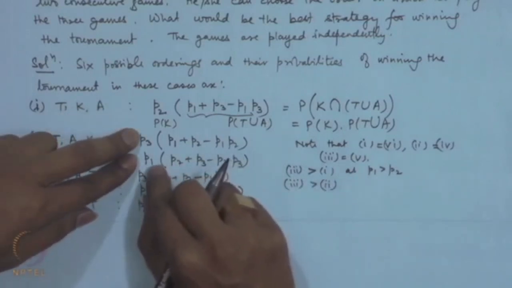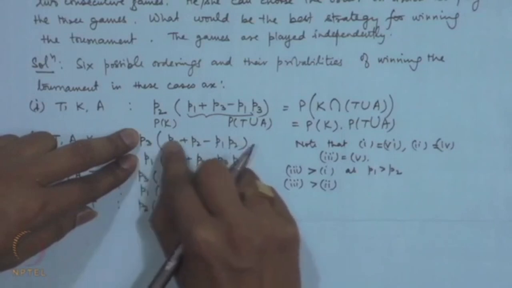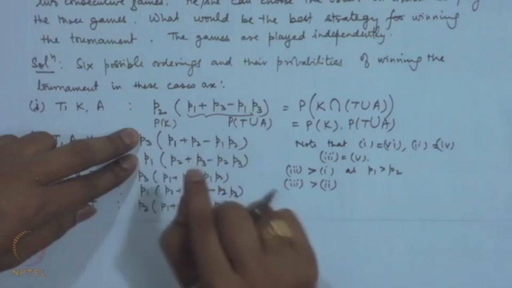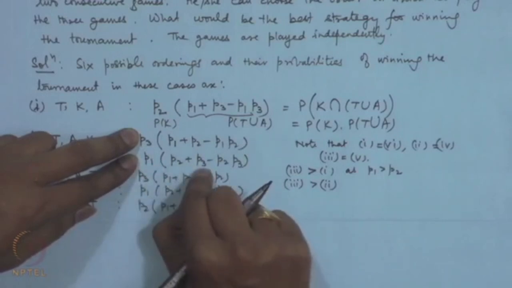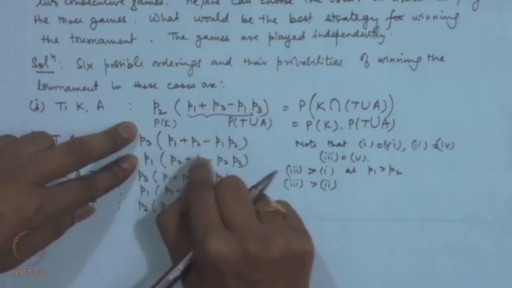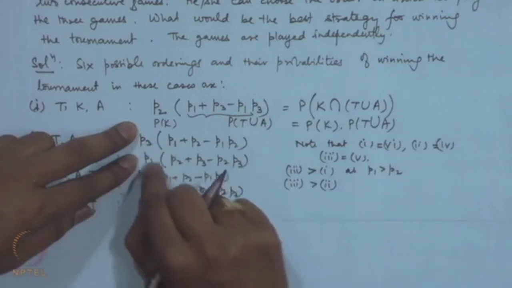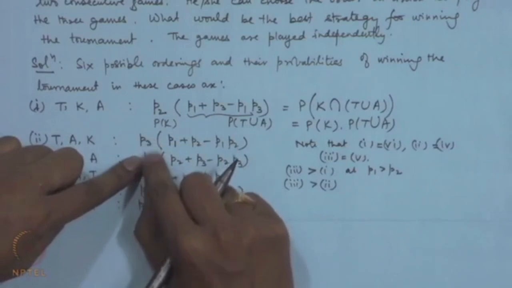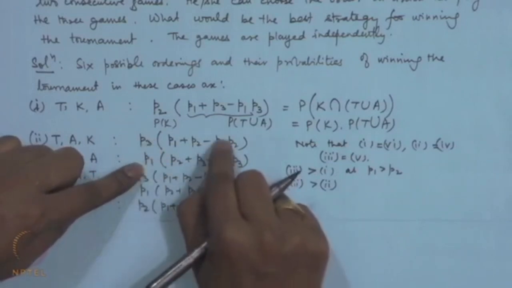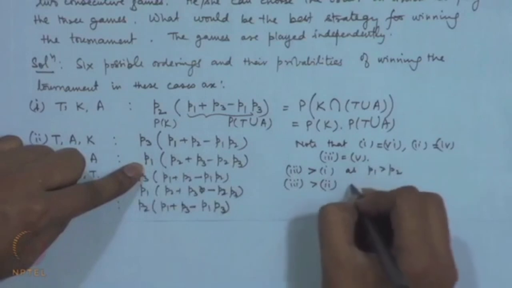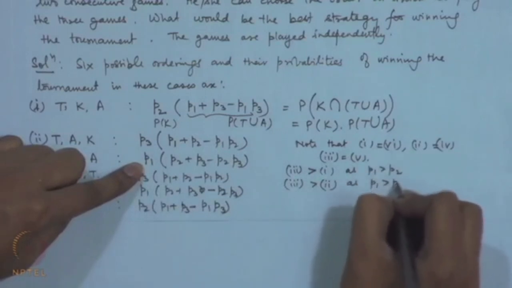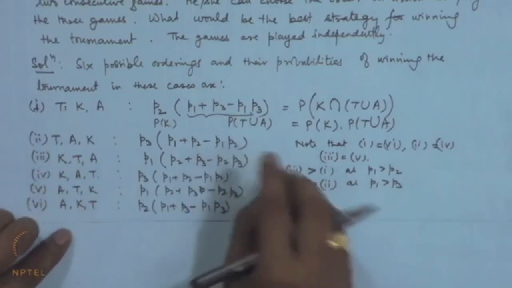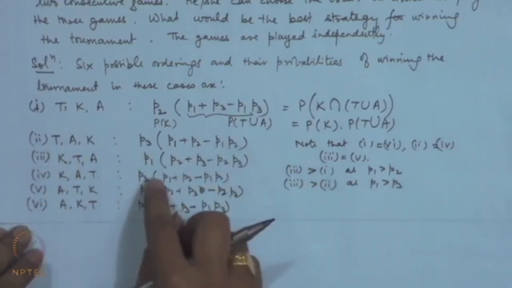If you multiply here, you get P1, P2, this is P1, P3. So, P2 is bigger than P3, therefore, this term will be bigger. Second term is P1, P3, and here P1, P3, P1, P3 cancels out, you get P1, P2 and here you get P2, P3. So, P1 is bigger than P3, therefore, this term will be bigger, and last term is P1, P2, P3. So, since P1 is bigger than P3, 3 is bigger than 2 also. So, third option or the fifth option.